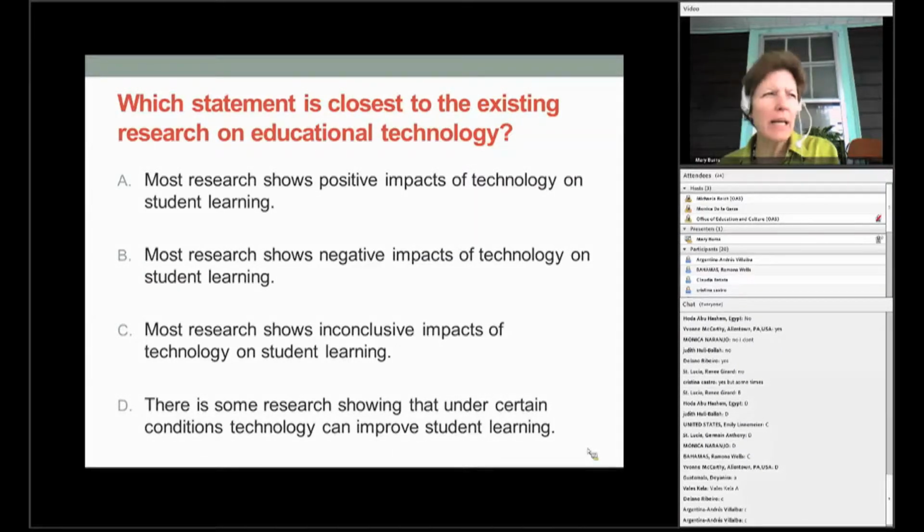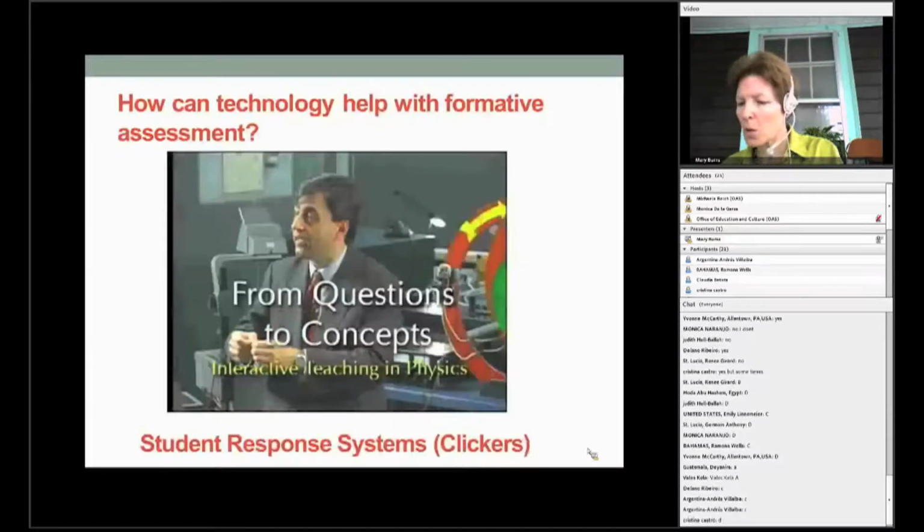But if about 60 or 70% of students get the wrong answer, the teacher knows at that moment that he or she needs to do something, either peer instruction or some sort of reteaching. So I think a great way to explain this to you is to show you a very, very short video from Harvard University.